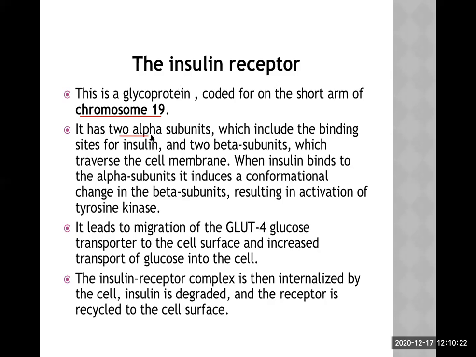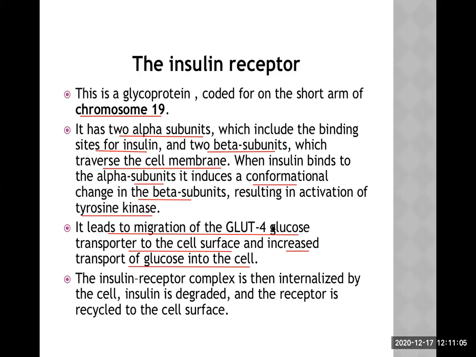It has two alpha subunits which include the binding site for insulin and two beta subunits which traverse the cell membrane. So we have a structure there. Let me explain this first and then I'll show you that structure. When insulin binds to the alpha subunit, it induces a conformational change in the beta subunit which results in activation of tyrosine kinase. And that mechanism leads to migration of the GLUT4 glucose transporter to the cell surface and increased transport of glucose into the cell.